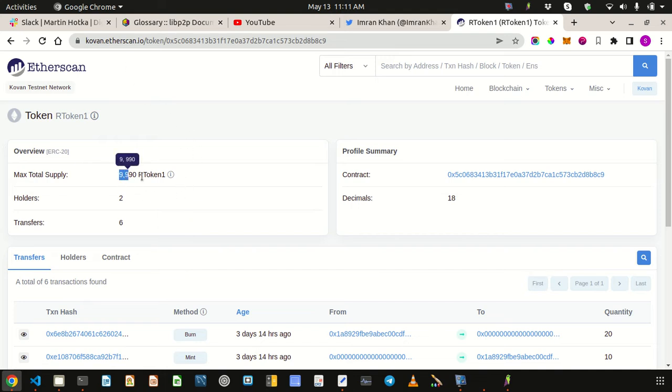You can see that a lot of information about this particular token is being revealed by Etherscan. You can see the total supply of the tokens, which is 9,990, and this is the symbol of this token. There are two holders, or two addresses, holding some tokens from this total supply. That is the total number of transfers, or you can say the total number of transactions that has been executed on the smart contract. The address of the smart contract is here, and there is a decimals value of 18, which means the tokens can be divided to 18 decimal places.